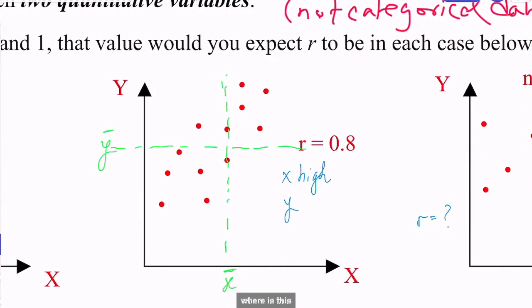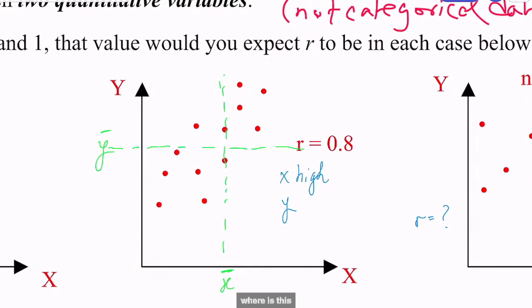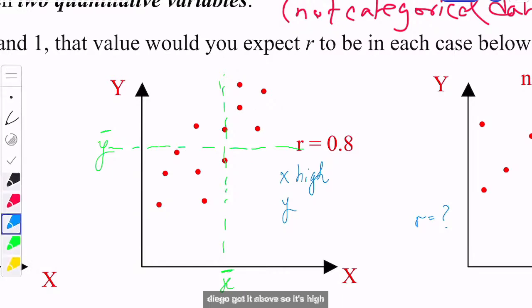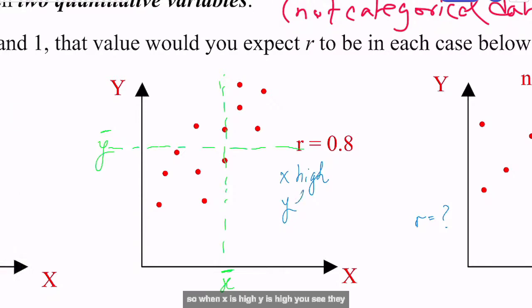Where is this? Why do you say below? When X is high, where are the red dots? High or low? Diego, got it, above. So it's high. So when X is high, Y is high. You see, they reinforce each other. X is high, Y is high.